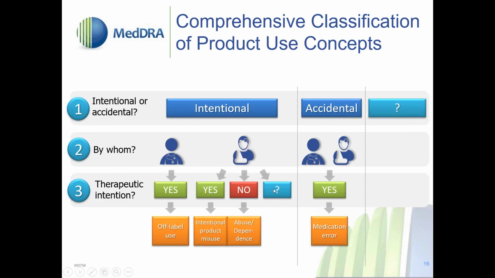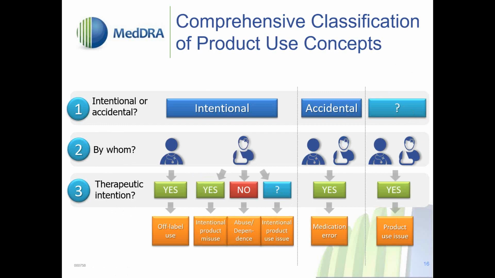If it cannot be clarified whether an intentional deviation from the label by the patient or consumer happens for therapeutic reasons or not, an appropriate LLT under PT intentional product use issue should be assigned. And if it cannot be clarified whether such unapproved use occurred by mistake or intentionally, an appropriate LLT under PT product use issue should be assigned. So these are the more vague PTs that we can use if we don't get sufficient information for clear classification of these incidents.